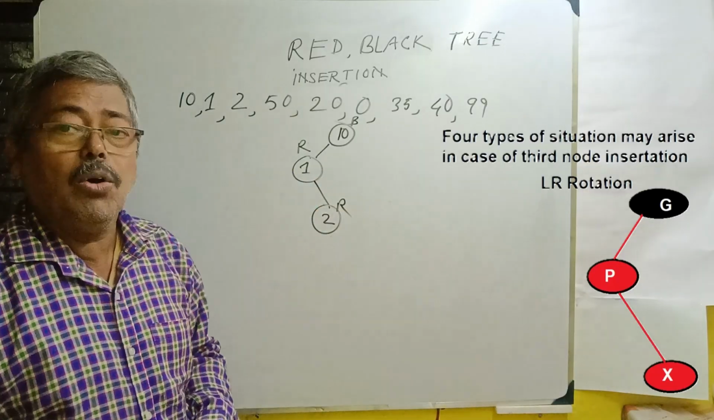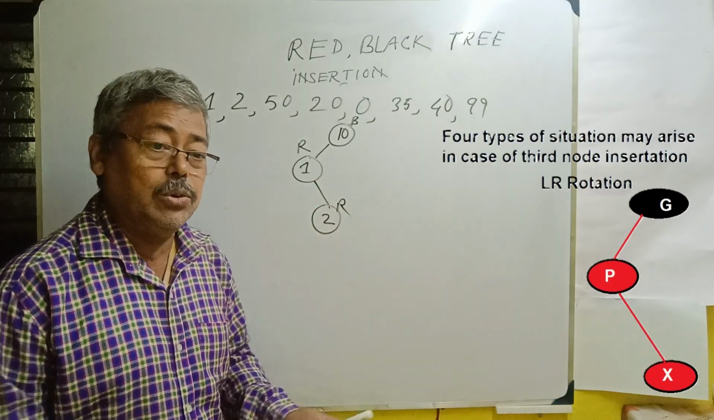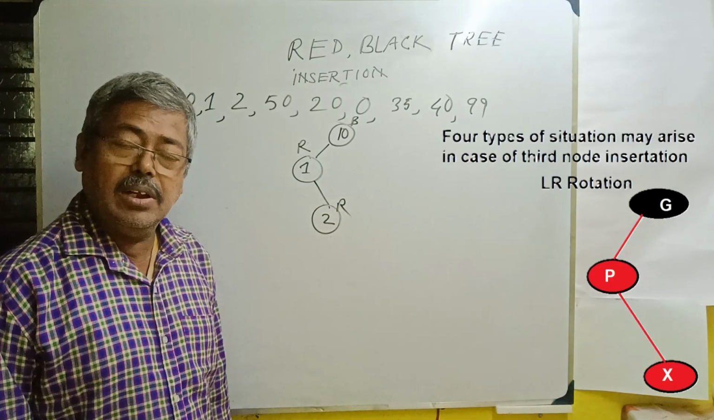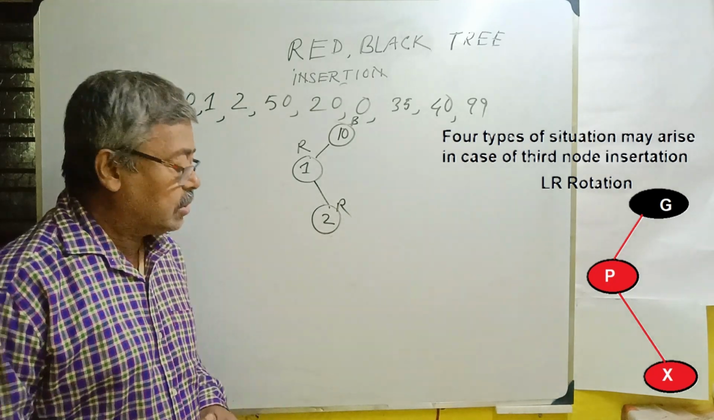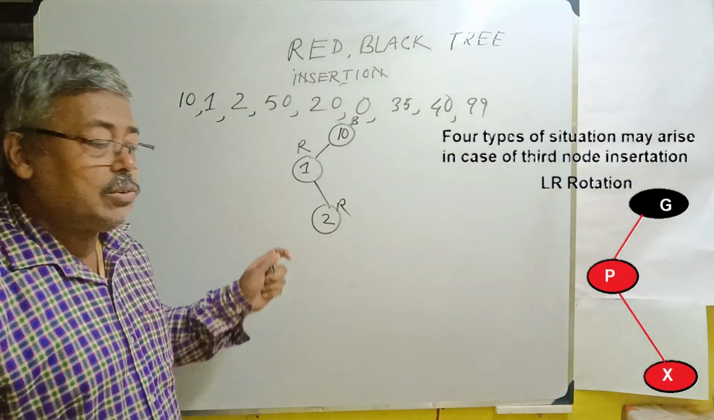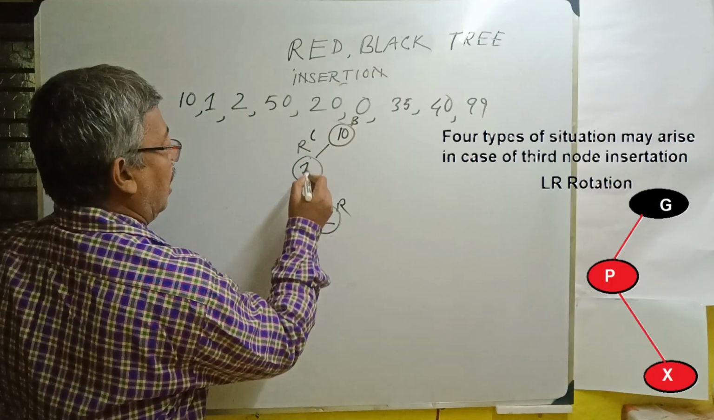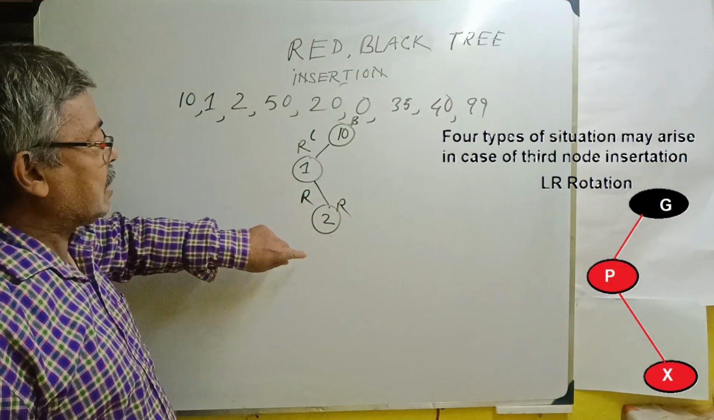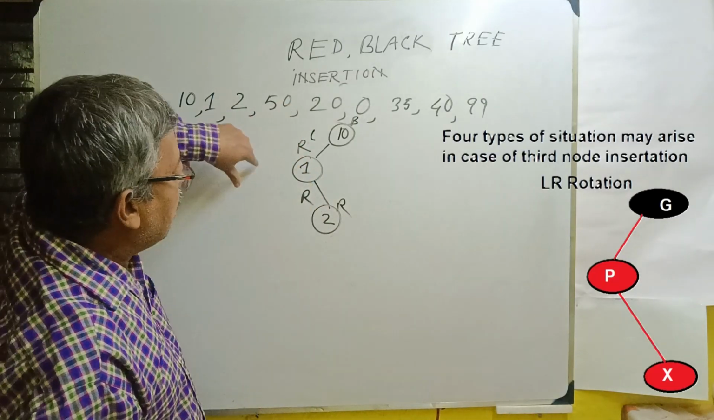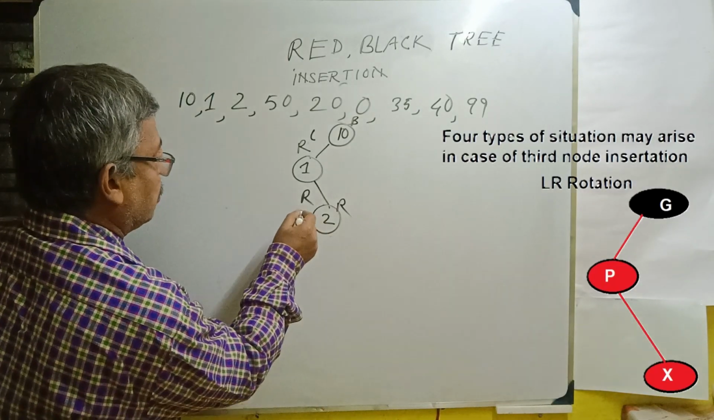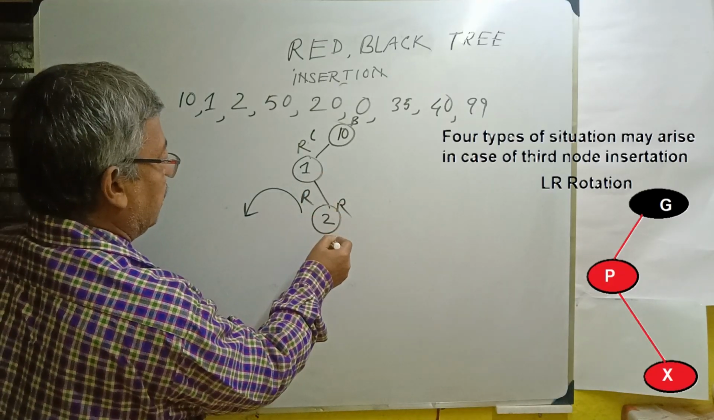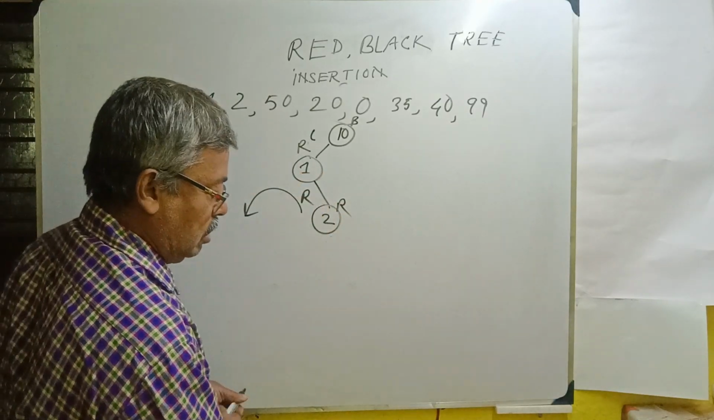When the uncle of the inserted node is null, then rotation is required. Null uncle, rotation is required. So how is the rotation performed? Here 2 rotations will occur. The first is LR rotation: first the rotation at the lower part, that is the left rotation, and then the right rotation. Left rotation means in this way, that 1 and 2 will swap their values.